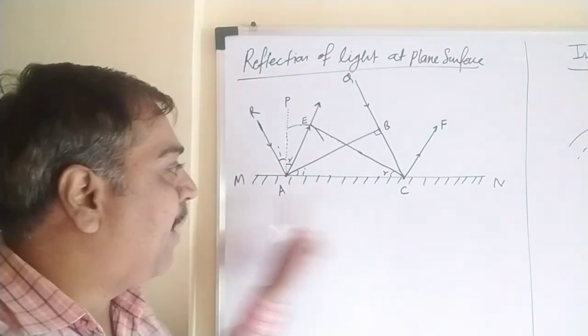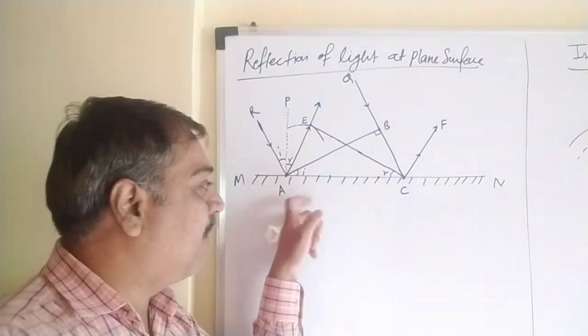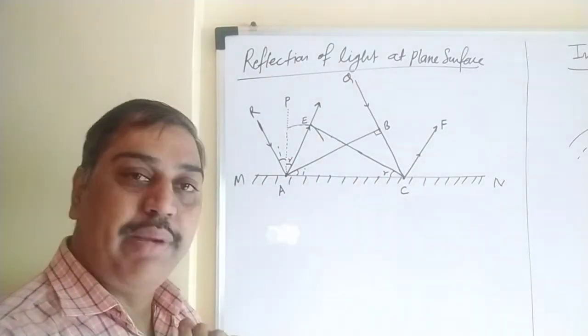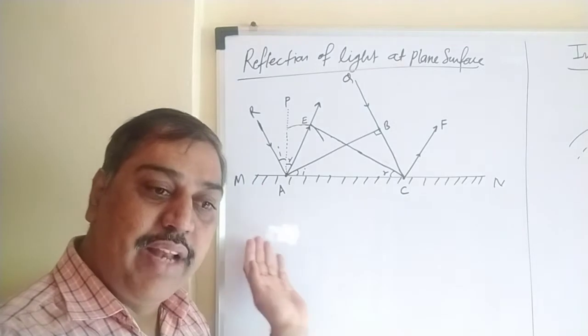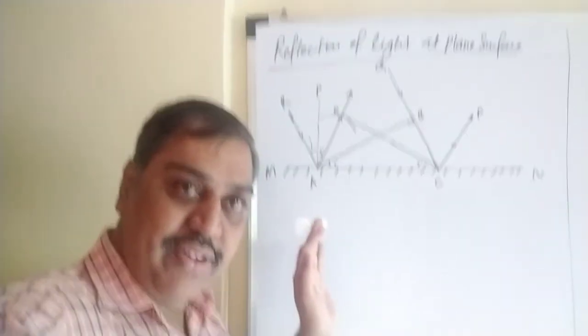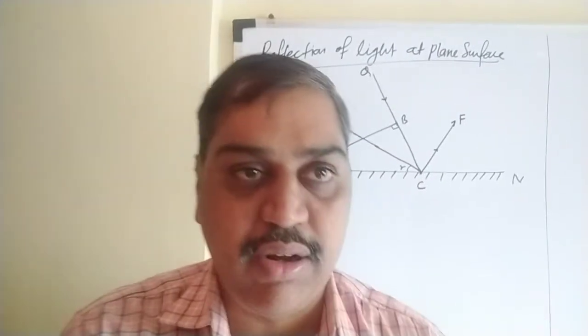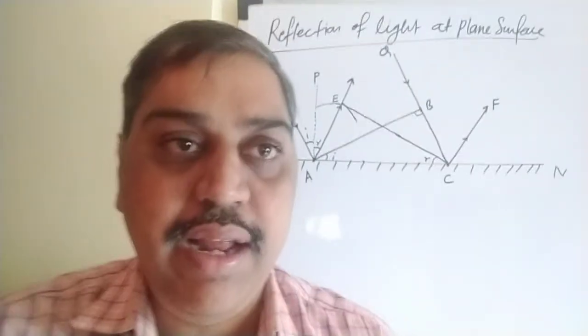Let's start with this MN. This MN is a plane reflecting surface, so that we have drawn here the lines at the bottom, so it becomes a mirror, we can say. So it will reflect light incident on this plane surface. It is a reflecting surface, so it will reflect the light. Whatever the light incident on this, it gets reflected by the same.